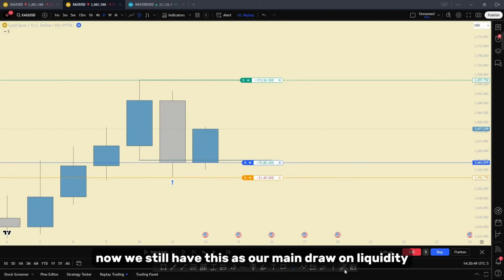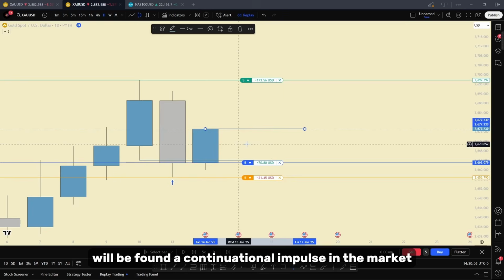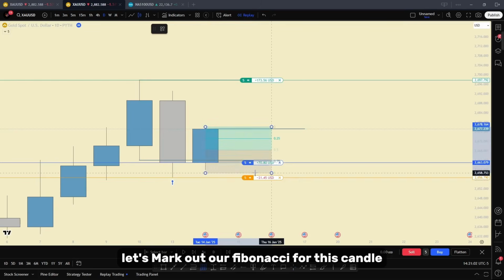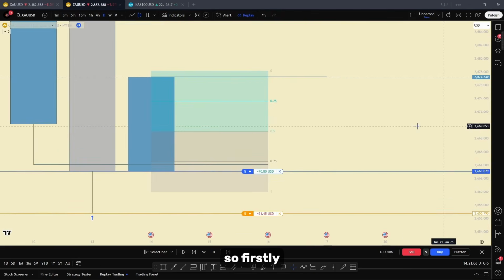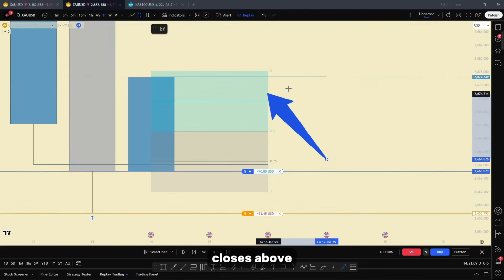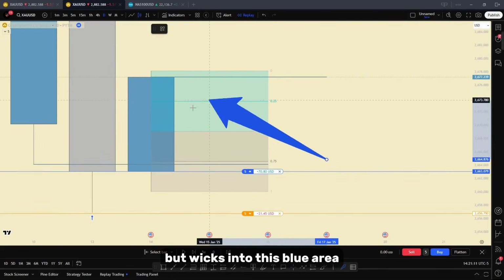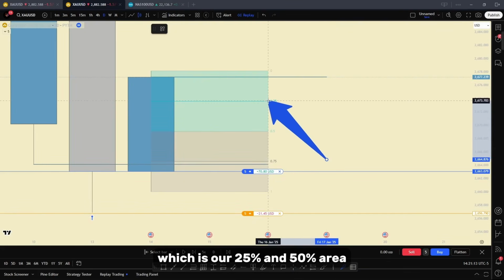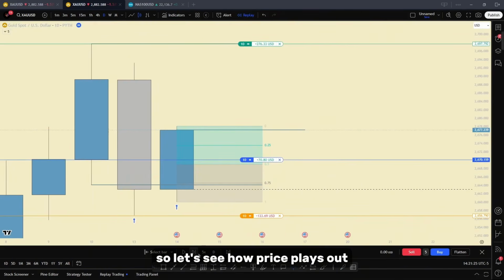Now we still have this as our main drawn liquidity. So now we're going to be using our CIT because we know that we're going to be finding a continuational impulse in the market. Let's mark out our Fibonacci for this candle. So firstly, we want to make sure that the next current day closes above but wicks into this blue area, which is our 25 and 50% area. Okay, so we're going to place another buyer. So let's see how price plays out.